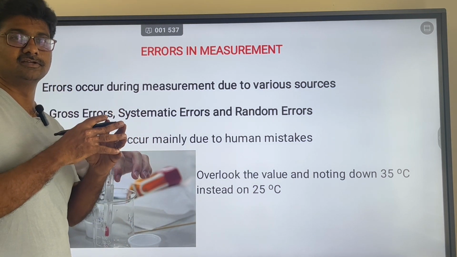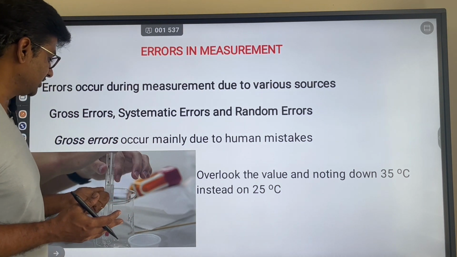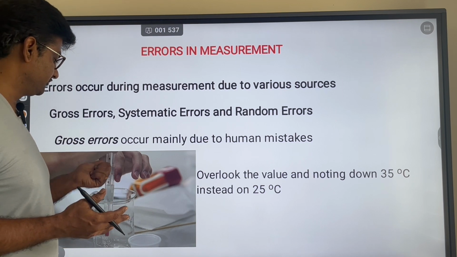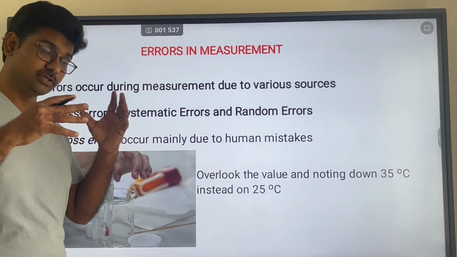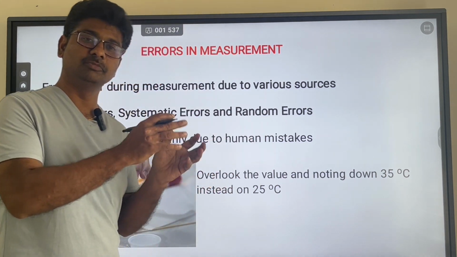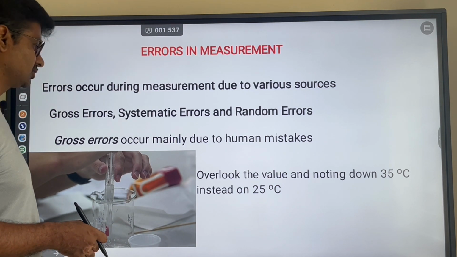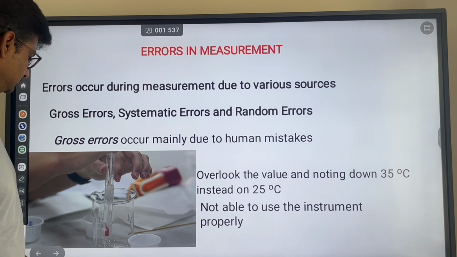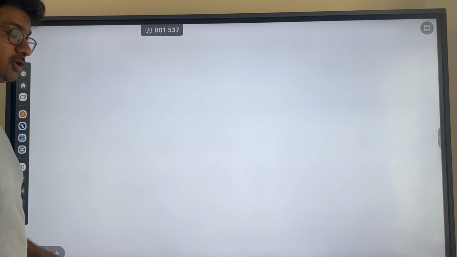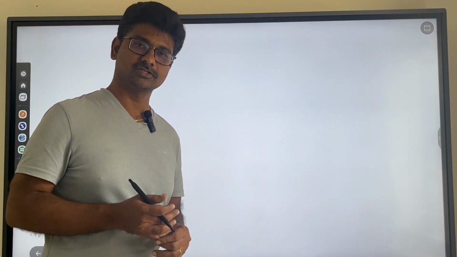It is not an error because of the measuring device or something. It's actually a gross error which happens due to human overlook or human laziness or mistake, whatever it is. These are gross errors. And if you are not using the instrument properly, you don't know how to use it, then also you get gross errors.